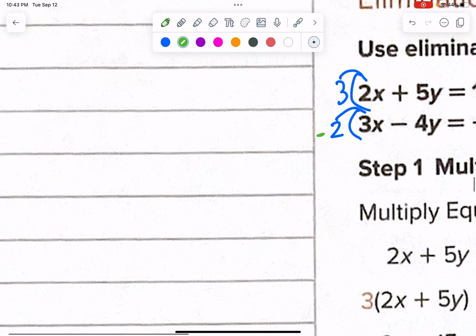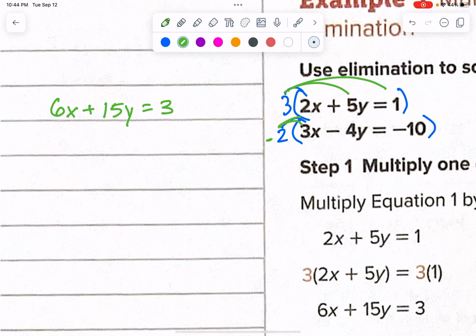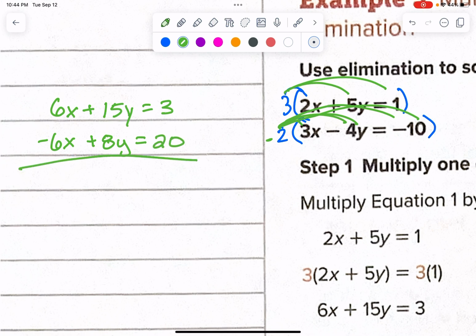I'm just going to write my work out over here because I don't like the way they've written their work, okay? So let's multiply through by 3 on the top. 3 times 2x is 6x. 3 times 5y is 15y, and 3 times 1 is 3, okay? If I multiply through by a negative 2, I get negative 6x. Negative 2 times negative 4 is plus 8y, and I get equals, that's going to be positive 20, okay? And then I'm going to add.